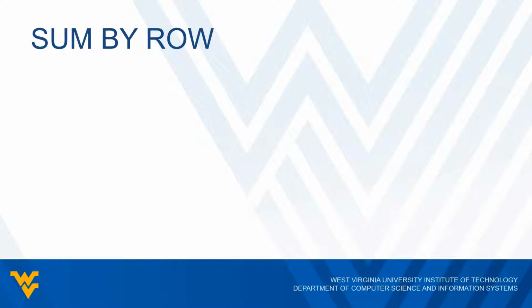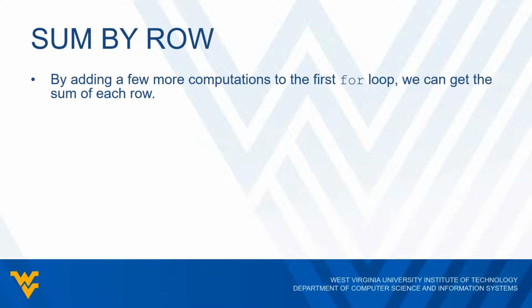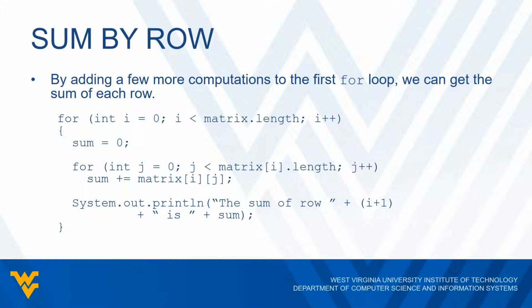Now if we want to get the sum of each row, we need to add just a couple more computations when processing the first for loop and we can actually get it. So here is our code for computing the sum of each row. For each row, we start off by initializing sum to 0. And then we process each column of that row, and we just simply get the sum by taking the element in our matrix. So we do matrix[i][j], and we just add that into our sum.